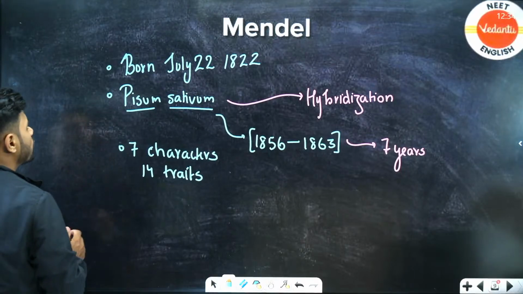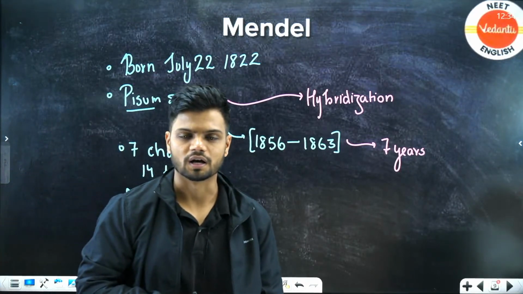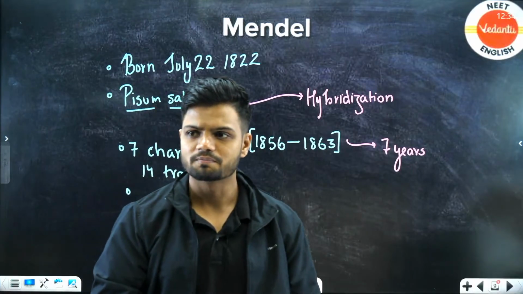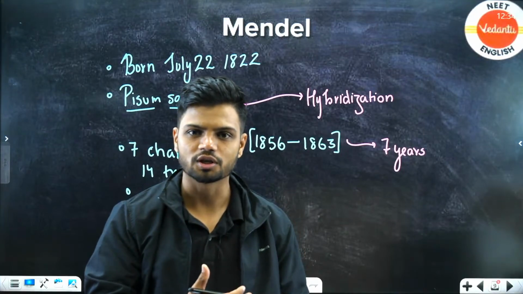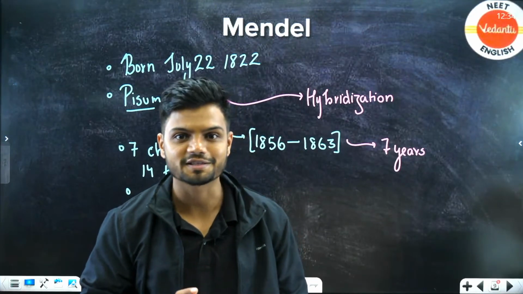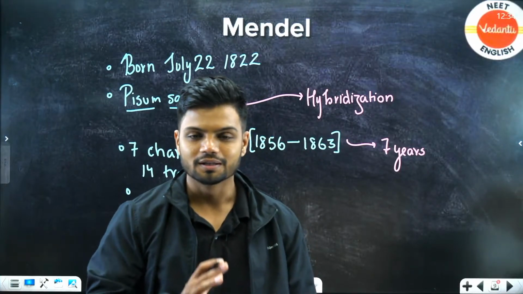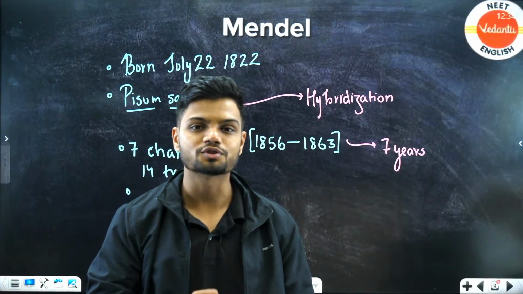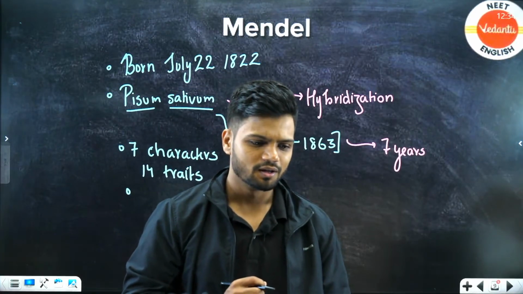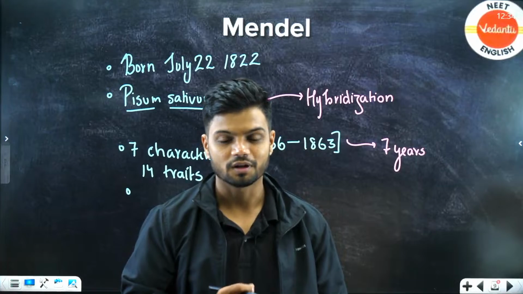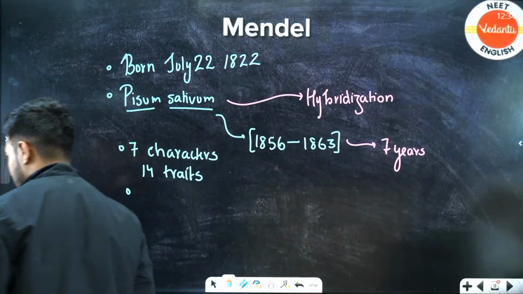Now students, why was Mendel different from his other competitors? His main work in biology also used mathematics. He also used mathematics and statistics in biology. That was one of the key distinguishing features of Mendel. Now before we go to that, you need to understand one more thing. Which type of plant did he take? That is very important.